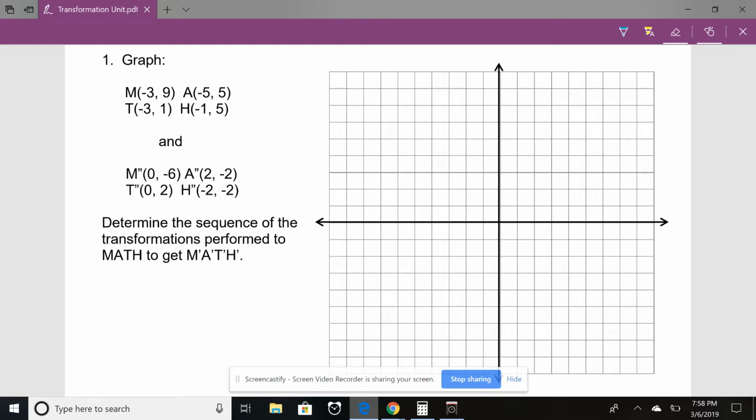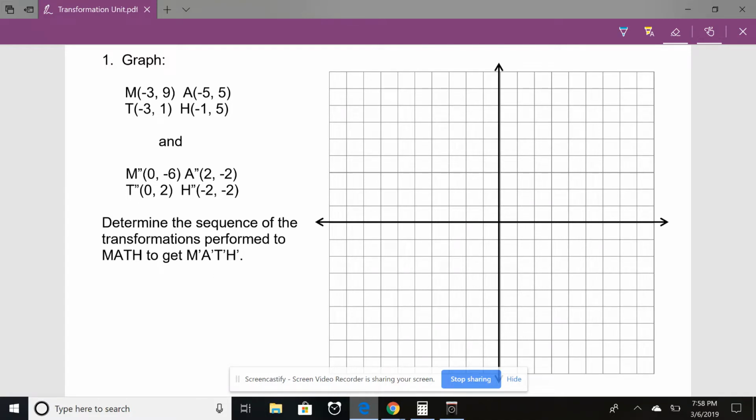In today's lesson, we're going to be talking about sequencing transformations. So in these problems, we're going to take a look at how a figure is transformed and determine more than one transformation that's being done to it in order to get the prime figure. So if we look at number one, we have the figure MATH and the figure M double prime, A double prime, T double prime, H double prime.